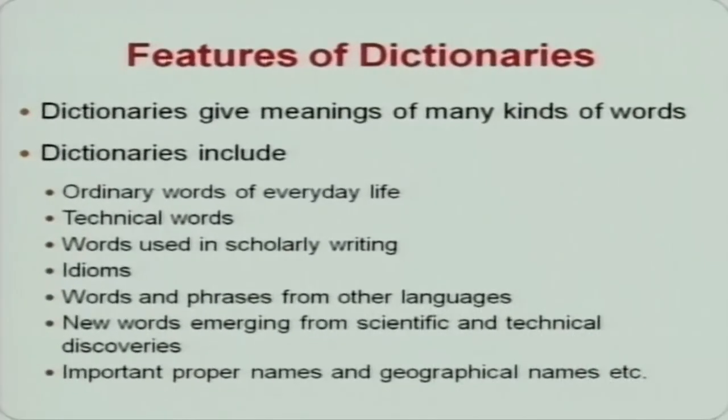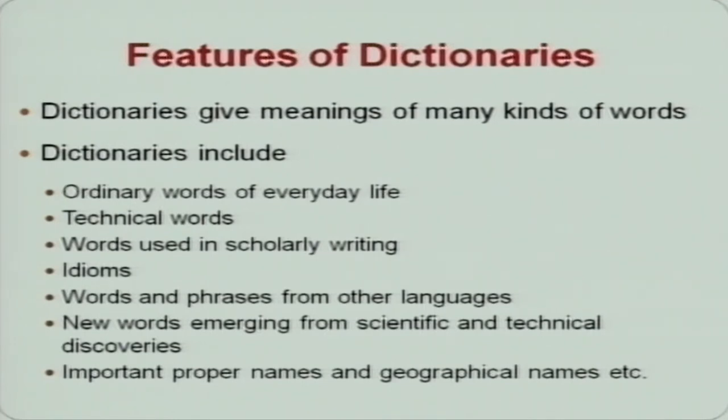So, as of today, what we get from a dictionary is much, much beyond the actual meaning of the word. Now, when you see the features of different dictionaries, they give meanings of words. That is the primary role they play. They cover ordinary words which we use in everyday life, and some technical words for technical dictionaries or different kinds of subject dictionaries. Words used in scholarly writing, some idioms or phrases, some words emerging from scientific or technical discoveries or research, and important proper names and geographical names are also covered in dictionaries.